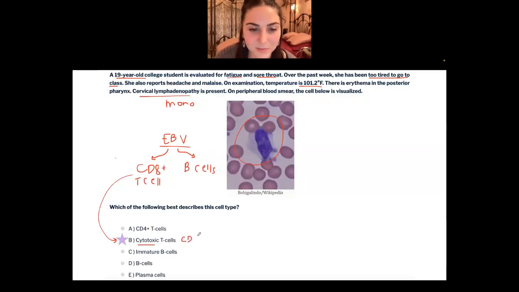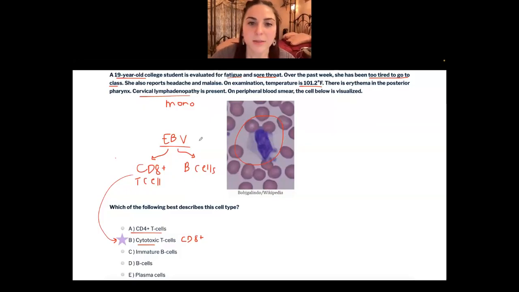Dr. Ryan on Boards and Beyond made it harder. He didn't give you CD8. He gave you the other name for cytotoxic T cell, another name for CD8 positive T cell. Some of you picked CD4, totally fine. A lot of you were like, I know it's one of the T cells. Very good. So your reactive lymphocyte is a CD8 positive T cell.